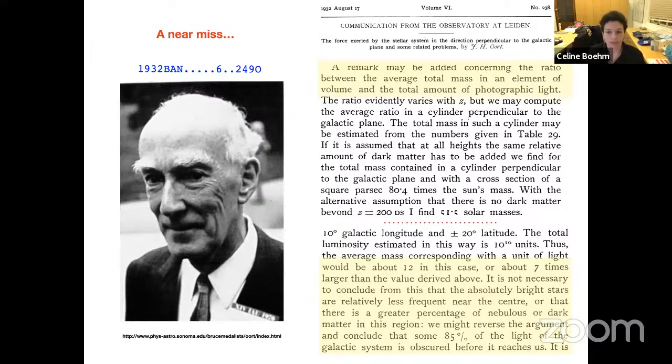So I guess I will read it again, but maybe I would prefer to read the second part. If you look at the bottom, you will see: it's not necessary to conclude from this that the absolutely bright stars are relatively less frequent near the center, or that there is a greater percentage of nebulous or dark matter in this region. We might reverse the argument and conclude that some 85% of the light of the galactic system is obscure before it reaches us. So somehow Oort was saying, well, there is a problem, we can explain it, but there is a problem.